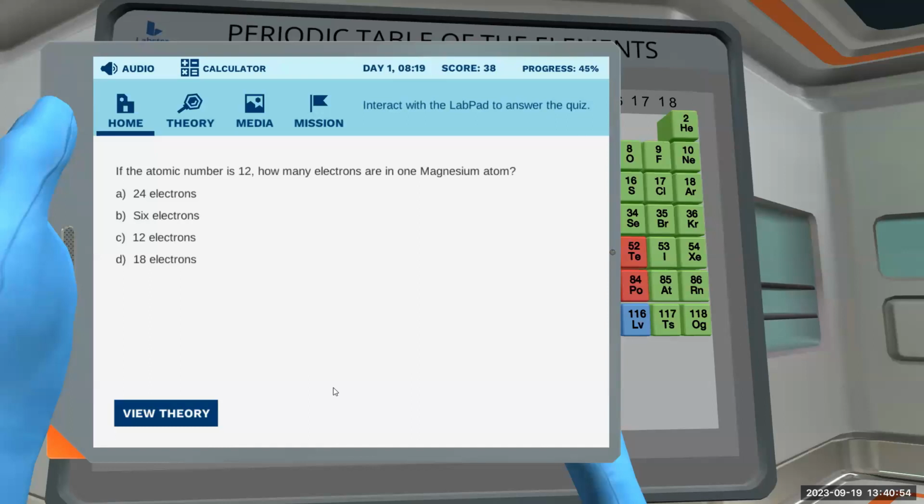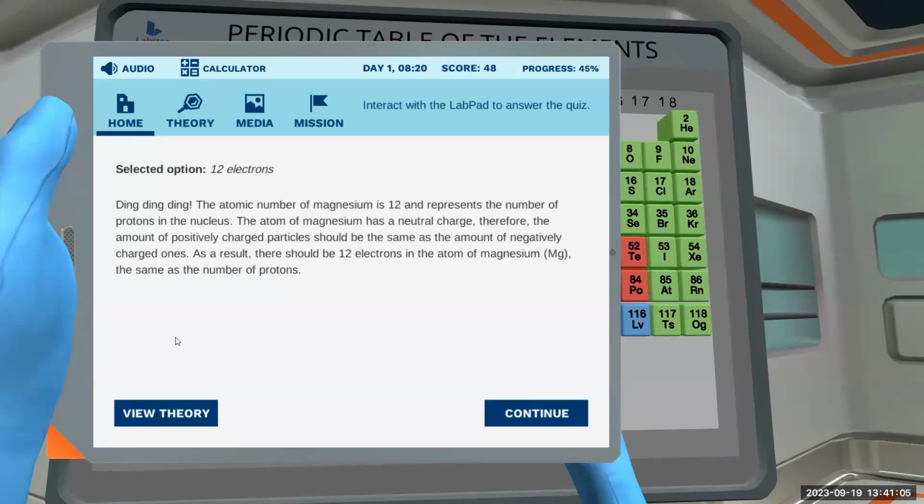So again, protons are equal to the same amount of electrons in an atom. So magnesium must have 12. The atomic number of magnesium is 12 and represents the number of protons in the nucleus. The atom of magnesium has a neutral charge. Therefore, the amount of positively charged particles should be the same as the amount of negatively charged ones. As a result, there should be 12 electrons in the atom of magnesium, Mg, the same as the number of protons.